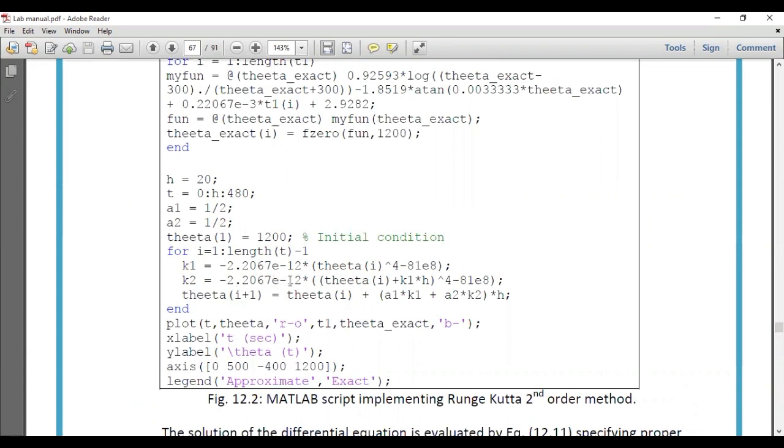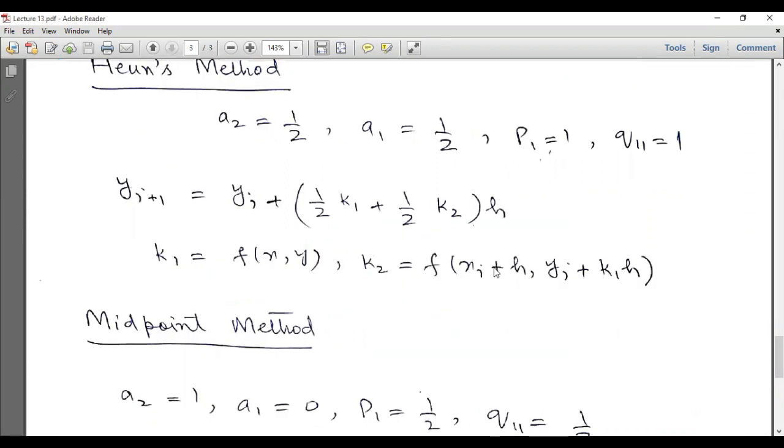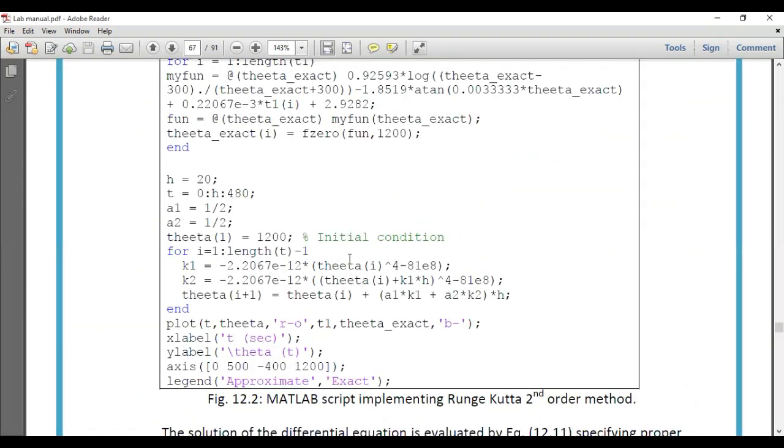So this is our k2, and this is actually f of xi plus h. X is not present in the function, it will be f of y plus k1h, and k1 is equal to this term. So k1 is already evaluated over here. So this is our function, and we will use theta plus k1, right? Because yi plus k1h. So this is our yi plus k1 multiplied by h, and raised to power 4 minus 81 e raised to power 8. So this is our new value of theta I plus 1.